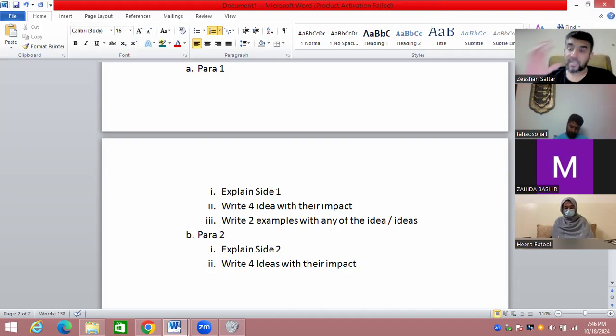For an example, if it is advantages and disadvantages, write 4 advantages in explanation para number 1 with 4 impacts of the ideas and 2 examples of advantages. In paragraph number 2 of the explanation, write disadvantages. Write 4 ideas of disadvantages, 4 impacts of disadvantages and 2 examples. That is what I'm saying.